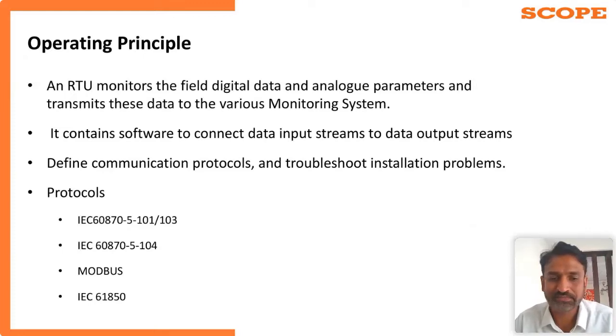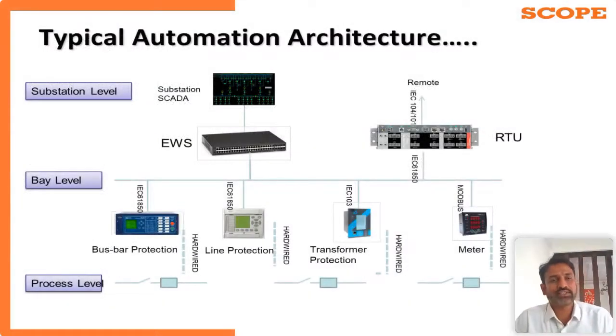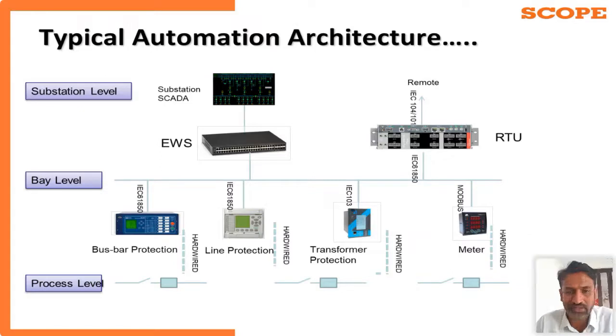The next is, when you see that this is the typical automation architecture, where all these relays are connected to an optical port or network, like on 61850, few relays on 61850, few relays on 103 protocol, and meters are connected on Modbus. These are connected again with the process level system, that is called substation level, where breakers and CTPTs are there.